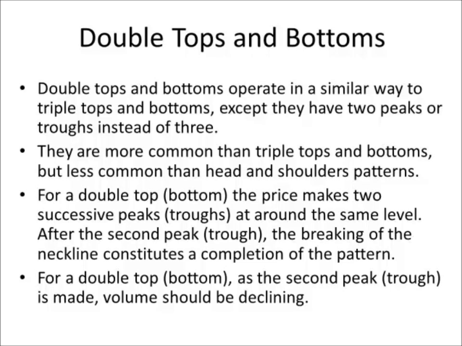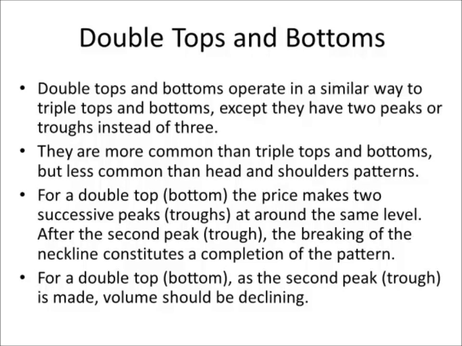So let's go through the mechanics of how they work. Again, I've written this in the same way that I wrote about the triple top and bottom. So the parentheses you read separately. So you read this as almost 2 different points, 2 separate lines that are essentially just giving the opposite thing. So for a double top, the price makes 2 successive peaks at around the same level. After the second peak, the breaking of the neckline constitutes a completion of the pattern.